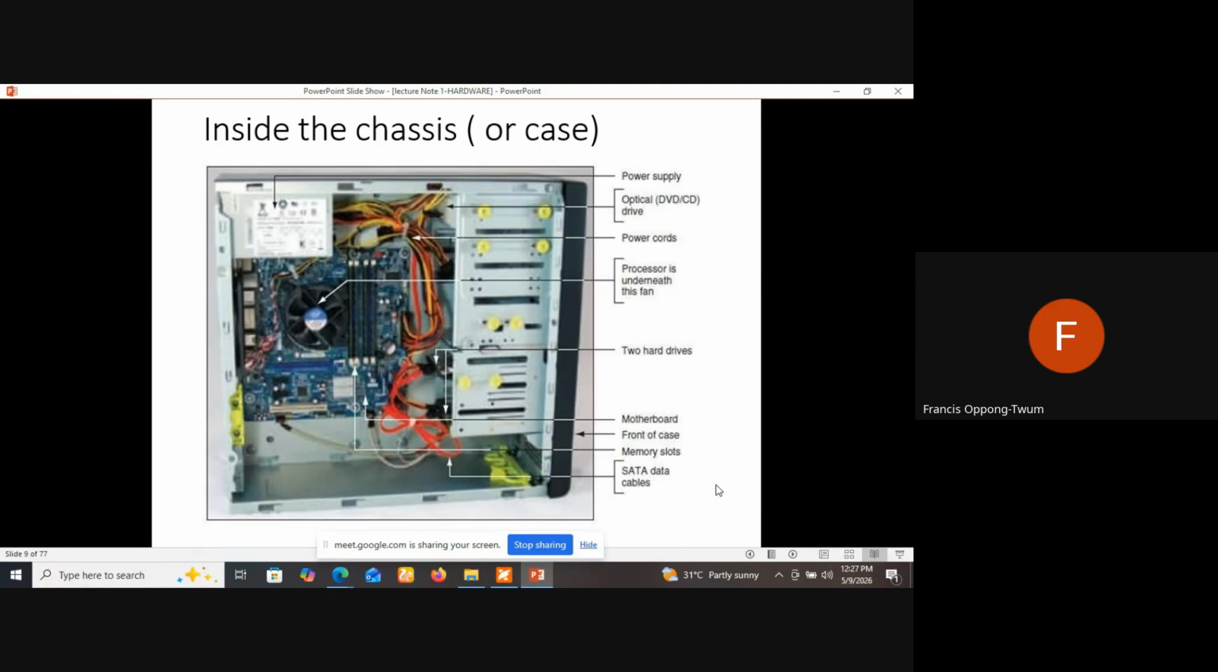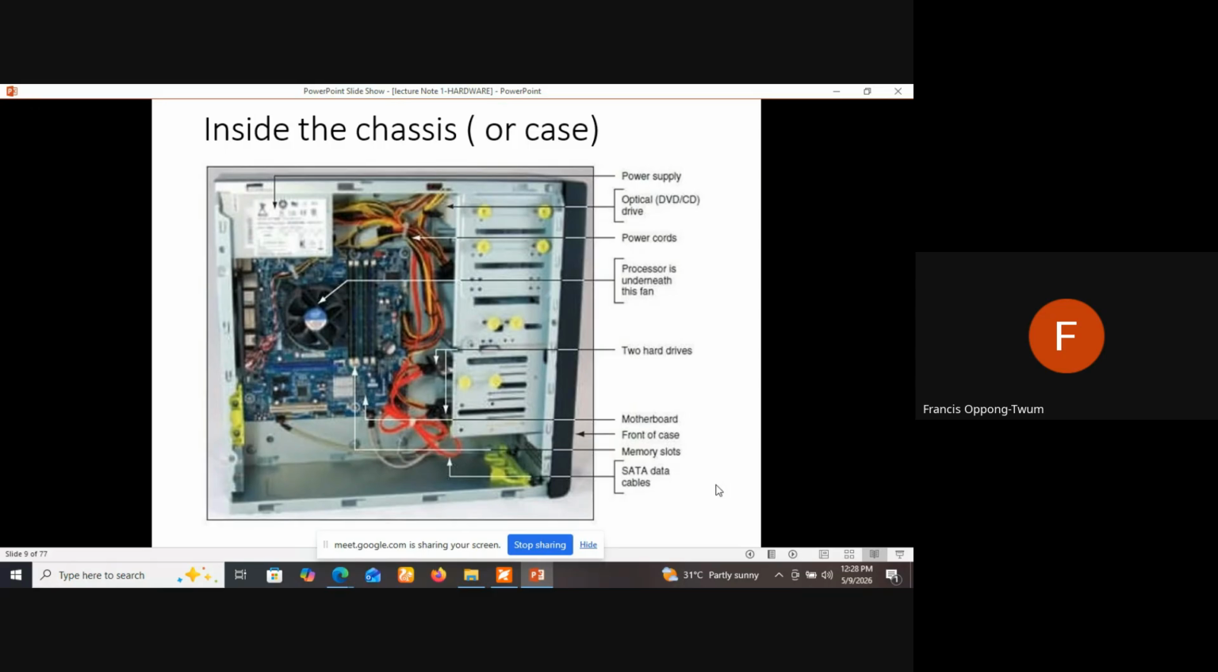So in this image, you can see that there is a fan, and that fan is on top of the processor. And we can see that this system unit has two hard drives, and the hard drives are in the drive bay. We have the motherboard in this system too. Then we have the SATA cables connected to the motherboard and to the hard drive. So these are some of the major components that we can see.